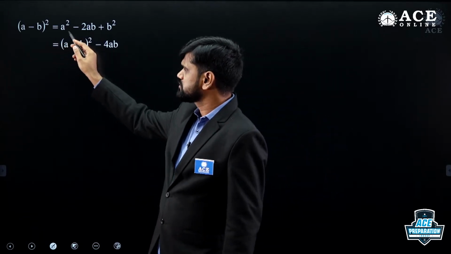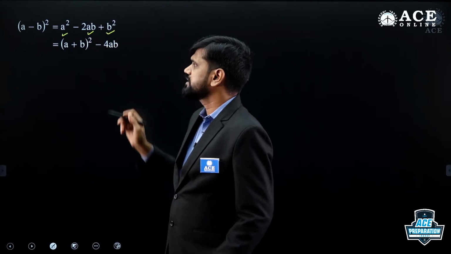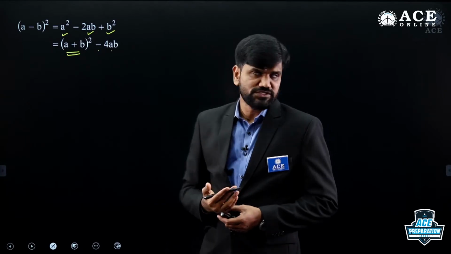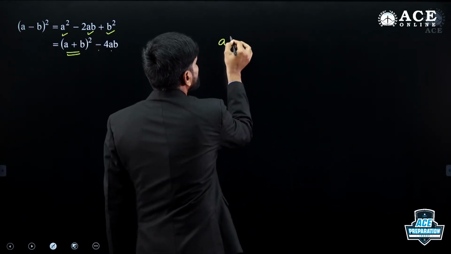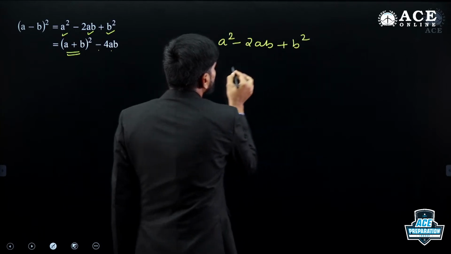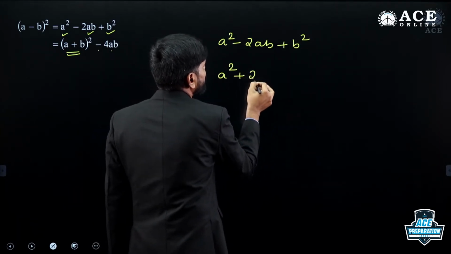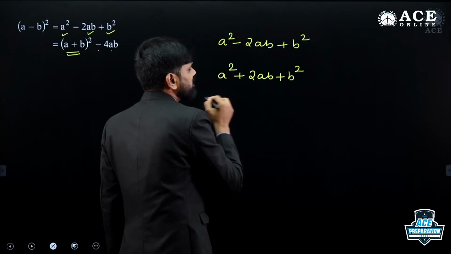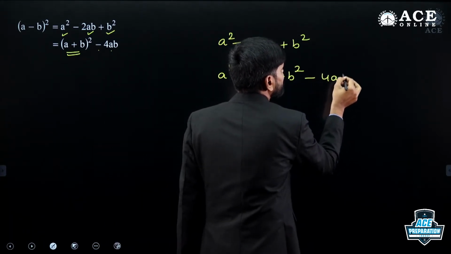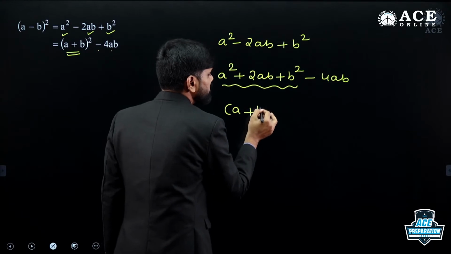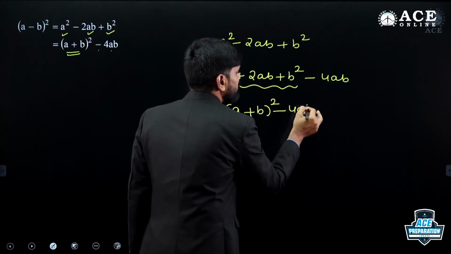Next, a minus b whole square is another identity. It is nothing but a square minus 2ab plus b square. Relating it with a plus b whole square, a minus b whole square equals a plus b whole square minus 4ab. How did we get this? We know a square minus 2ab plus b square; I can write this as a square plus 2ab plus b square, since it should be minus 2ab and I have written plus 2ab, and then write minus 4ab at the end, so that the expression equals a plus b whole square minus 4ab.